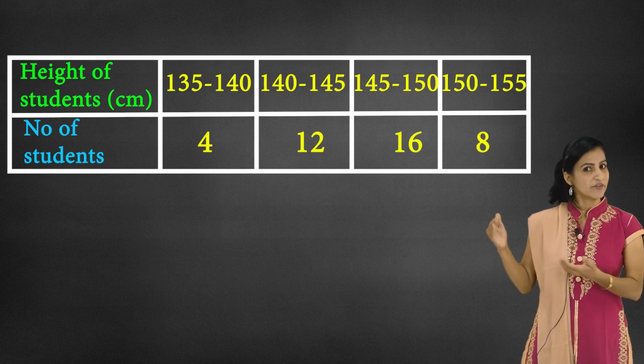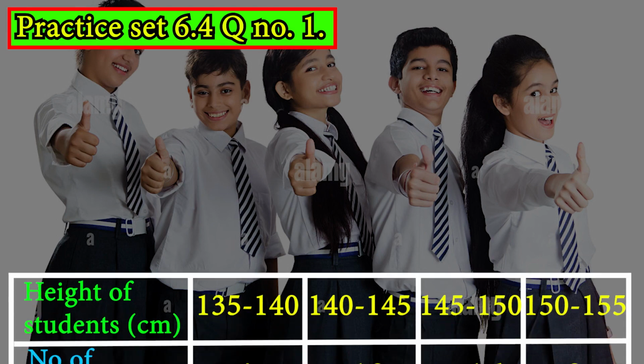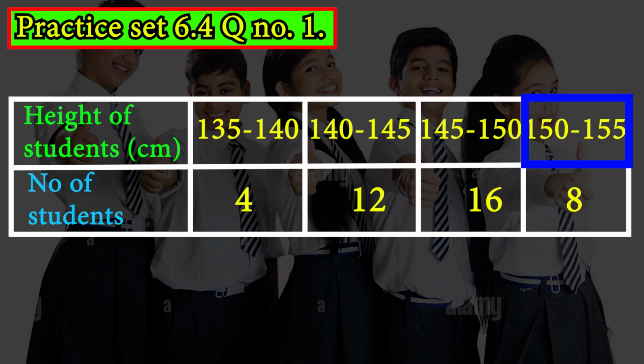Students, for more practice, let us draw some graphs for the given table. Students, see the table. First row, height of the students in centimeter. Second row, number of students. 135 to 140, number of students 4. 140 to 145, number of students 12. 145 to 150, number of students 16. 150 to 155, number of students 8.